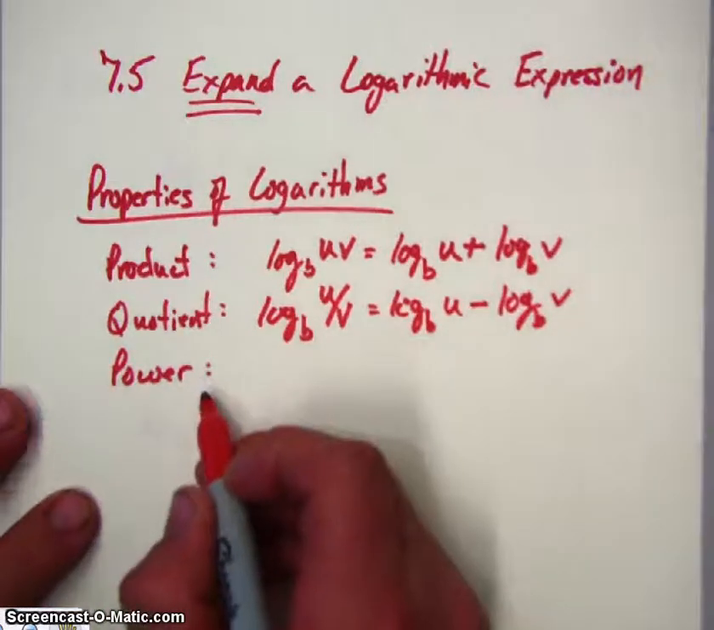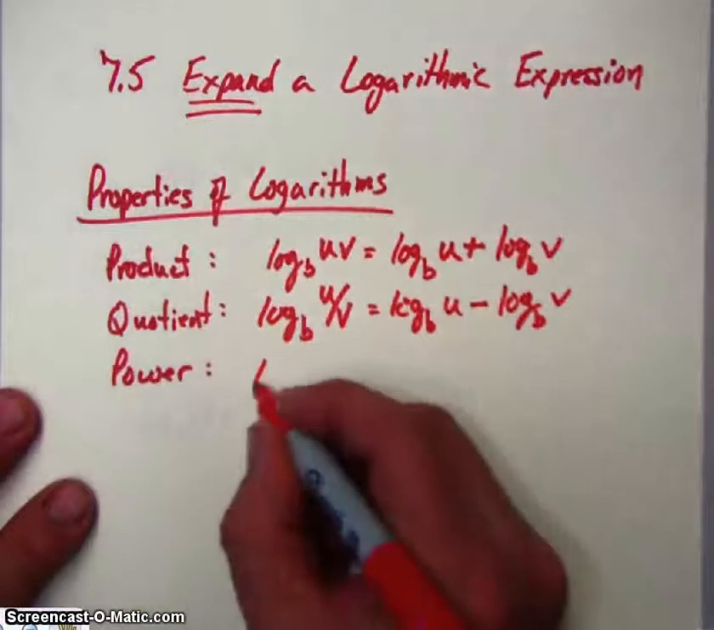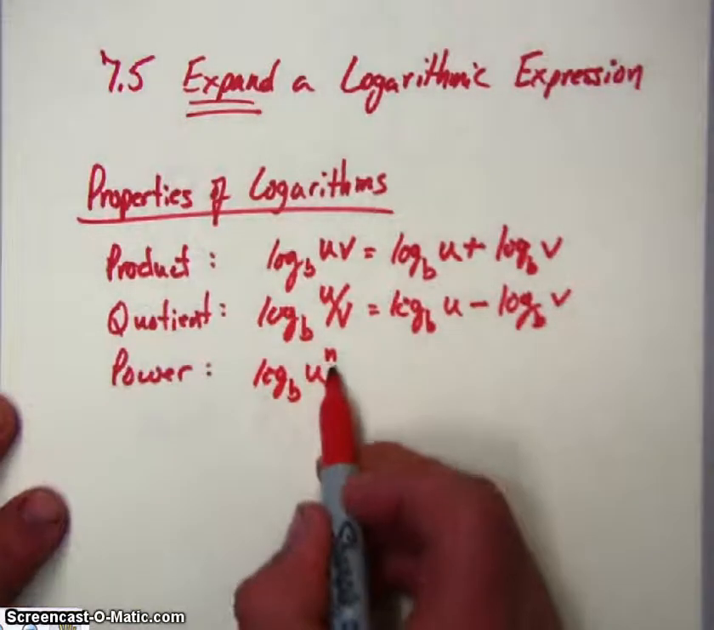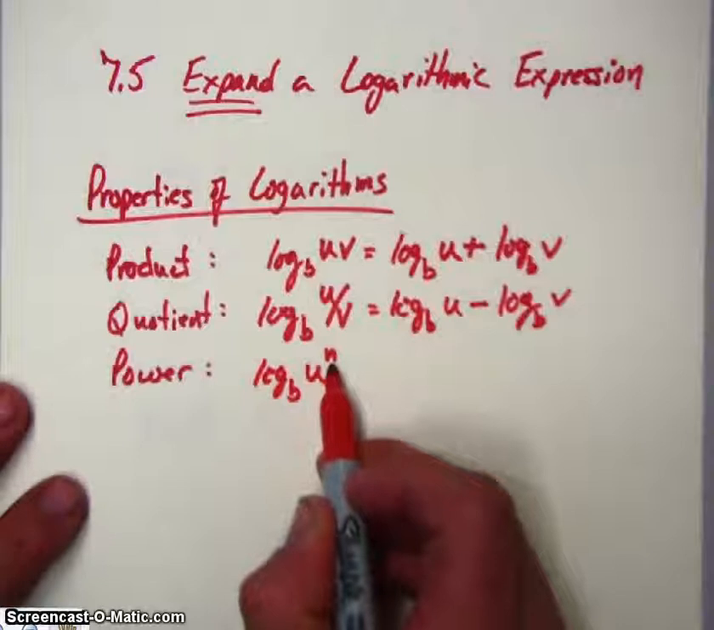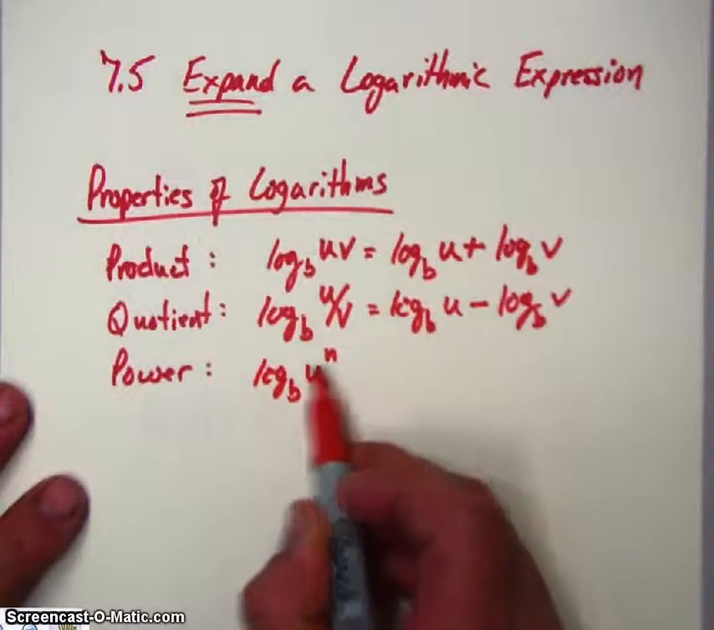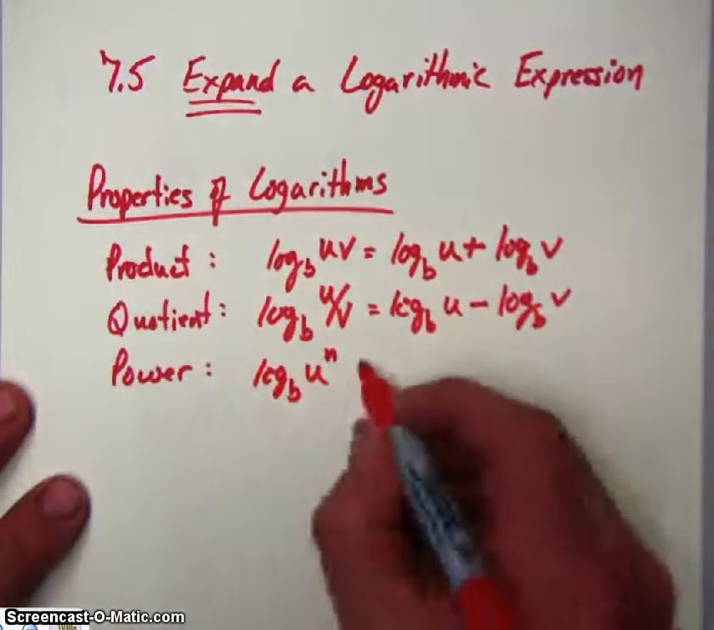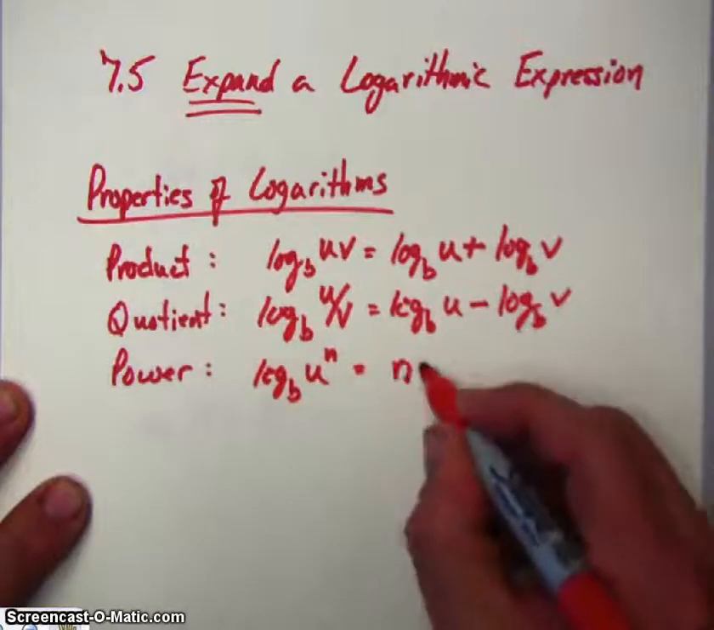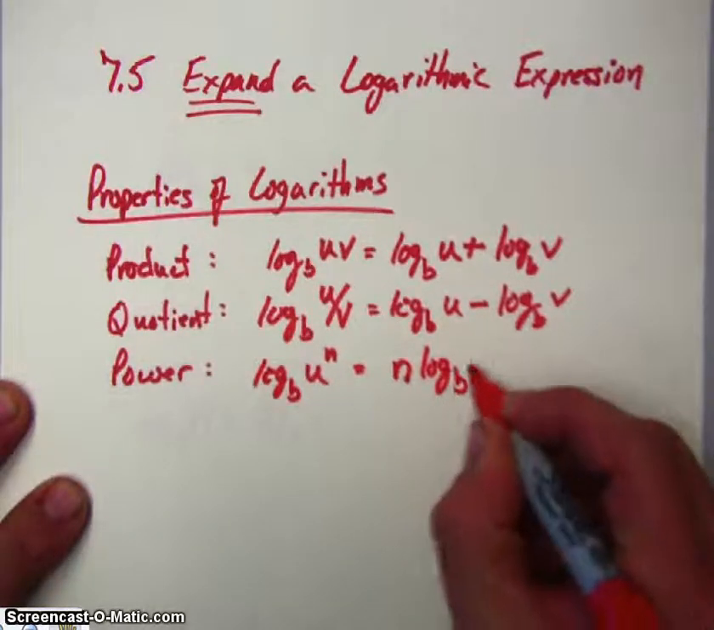The power is when you have log of some base b of u to the nth power. See here I have an exponent. Well, that becomes the power, so that right here becomes the coefficient. So it'll be n log base b of u.